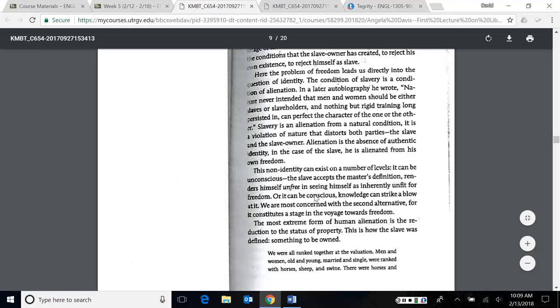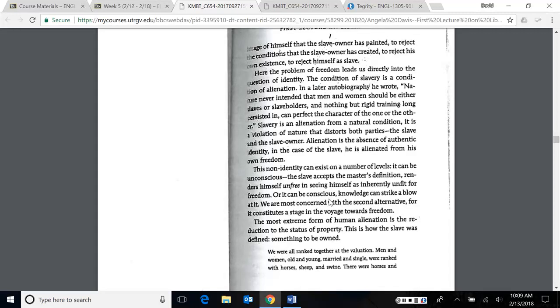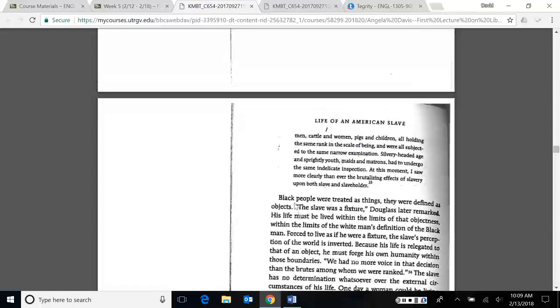Or it can be conscious, as it was in Frederick Douglass's case, where he was aware that he could be free and he ought to be free, but he was still a slave in legal terms, or technically he was still a slave. And that was, I suppose, such an important realization for him, because he didn't have to be a slave all his life if he didn't wish it.